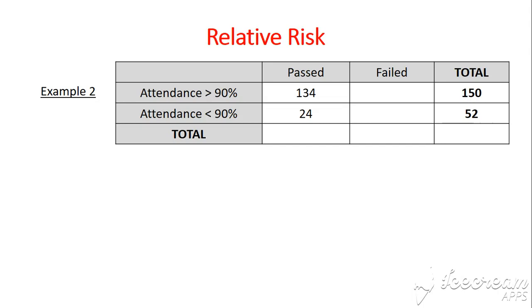Right, well, not all the boxes are filled out, so we're going to have to fill them out, and that's probably something you may have to do in the exam. So this box is 16 because 134 plus 16 make 150. This box is 28 because 24 plus 28 make 52. Now we can go down and add up all the totals, and it would be a good idea to check that the horizontal totals add up to 202 and the vertical totals also add up to 202, which suggests that there are 202 students in this university course.